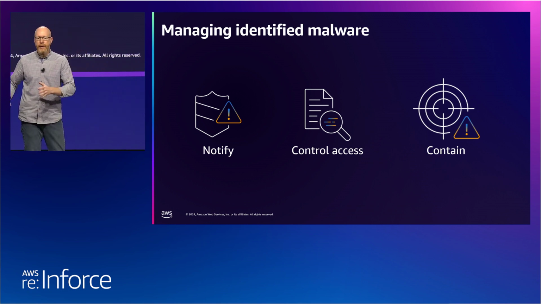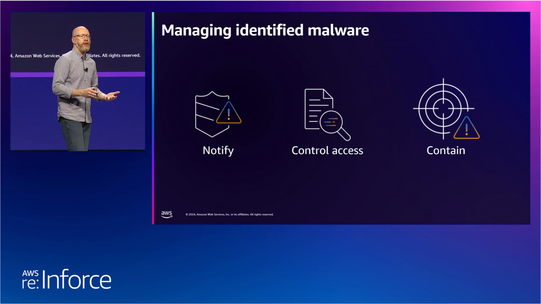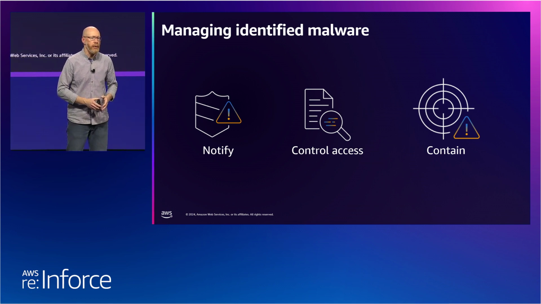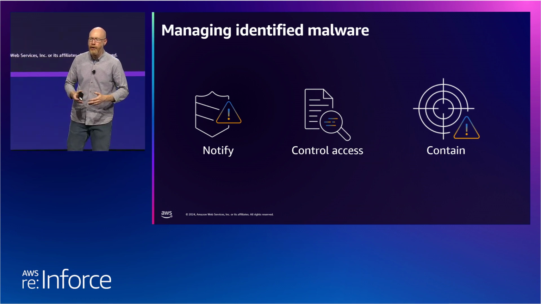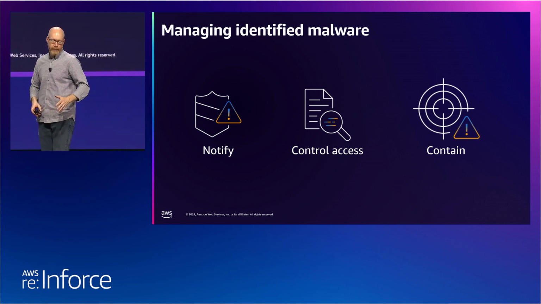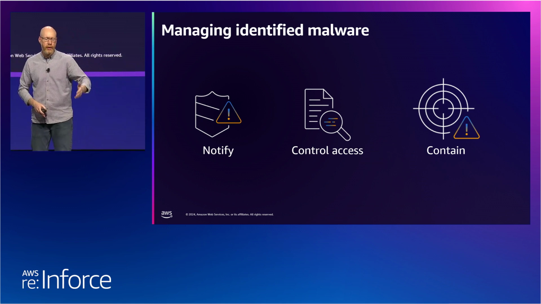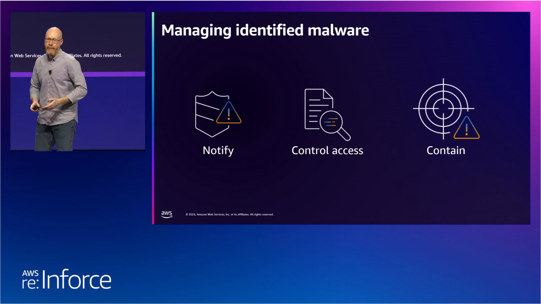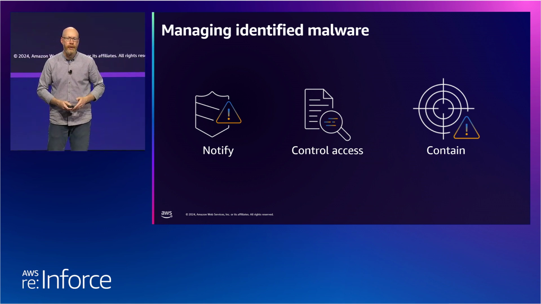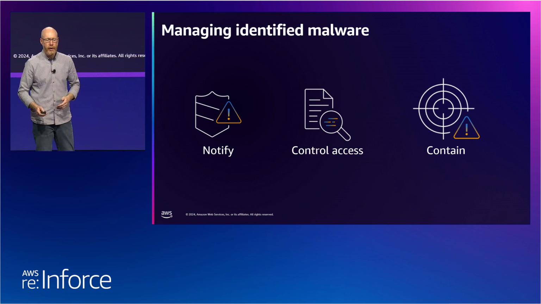So Sujay highlighted how the malware scanning works and how you enable it. I want to talk more about what you do after we've identified that there's malware in your objects in your S3 bucket. What are some of the approaches you can take, and how can you best operationalize this? I've broken it down into 3 categories, focused on notification, being able to control access, and then being able to actually contain the malware. Some of the use cases I present may work for you, or you may have another flavor of that, but this is at least to get you started in thinking about what you might do with this feature.